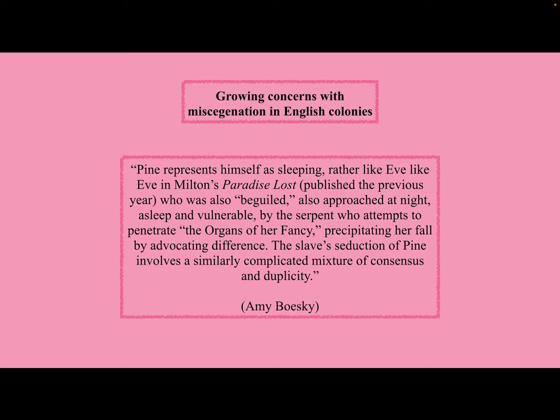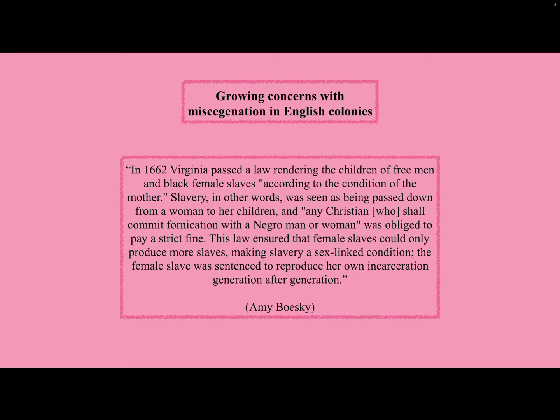The idea of miscegenation has a significant and pertinent historical context. Boesky notes, in 1662, Virginia passed a law rendering the children of free men and black female slaves according to the condition of the mother. Slavery, in other words, was seen as being passed down from a woman to her children, and any Christian who shall commit fornication with a Negro man or woman was obliged to pay a strict fine. This law ensured that female slaves could only produce more slaves, making slavery a sex-linked condition. The female slave was sentenced to reproduce her own incarceration, generation after generation.